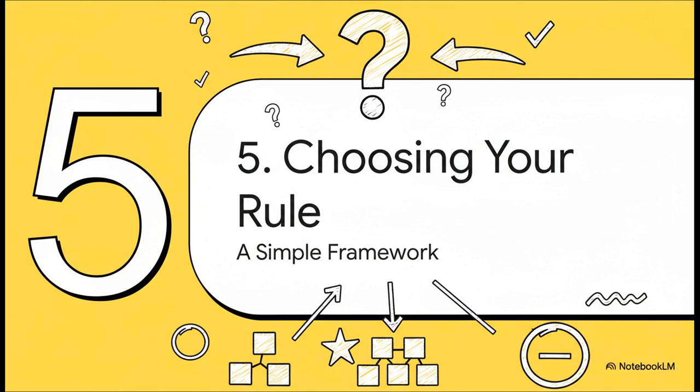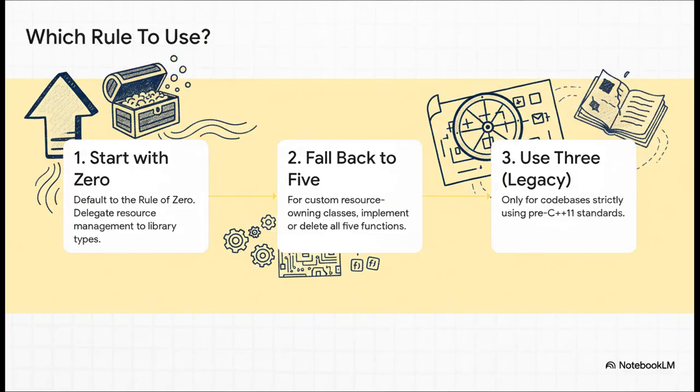Well, let's put it all together into a really simple guide. Honestly, it's pretty straightforward. Your default setting, your first thought should always be to aim for the rule of 0. Can you use a standard library tool to manage the resource for you? If the answer is yes, do it. It's only in those rare cases where you're writing some low-level class that has to manage a raw resource itself that you fall back to the rule of 5. And, of course, if you're stuck maintaining a really old code base, then the rule of 3 is your guide.